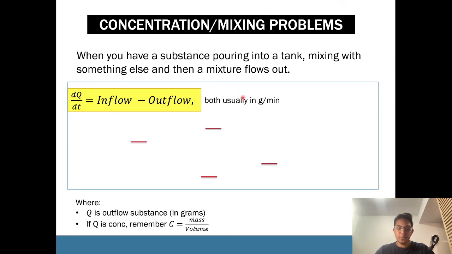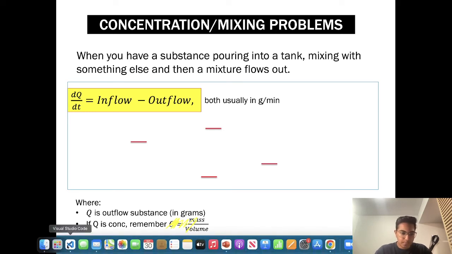Okay, so concentration mixing problems. So these are when you have a substance going into a tank and something flowing out of the tank at a mixed rate, right? All right, so we have Q as our outflow substance, so that's its mass. And sometimes Q is going to be equal to concentration. So this is pretty important to know here. That concentration is going to be mass over volume.